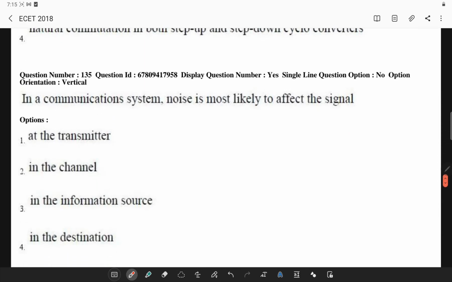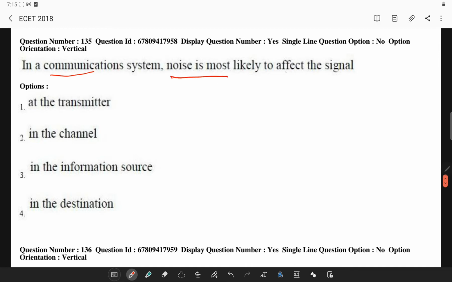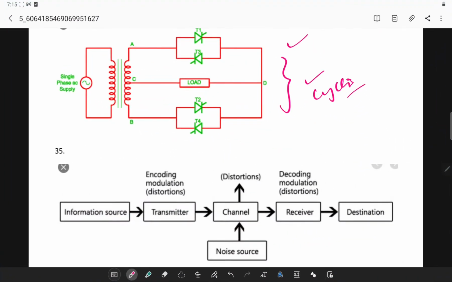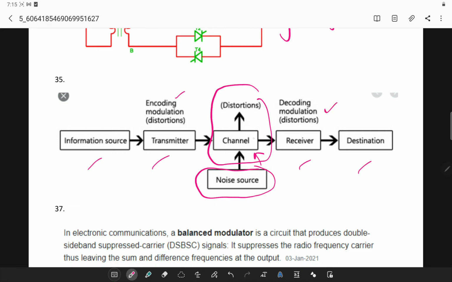Next, this is related to communications. In a communication system, noise is most likely to affect the signal directly in the channel, because noise has a greater impact in the channel. If you see this diagram, noise is more focused in the channel part, whereas in the source and destination, transmitter and receiver, we have some distortions, but mainly it is at the channel. So noise is mostly in the channel.